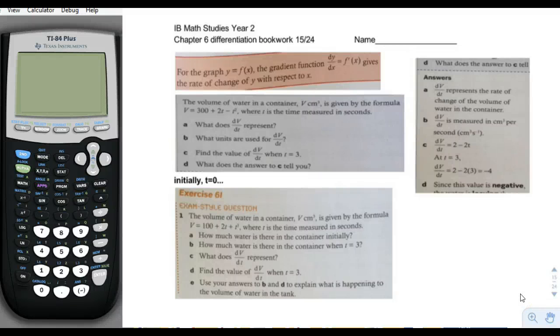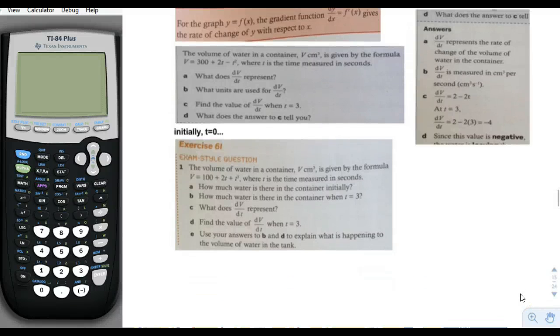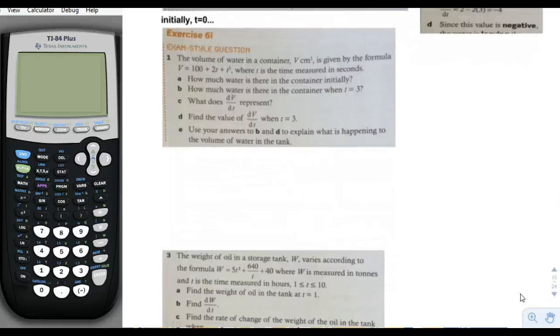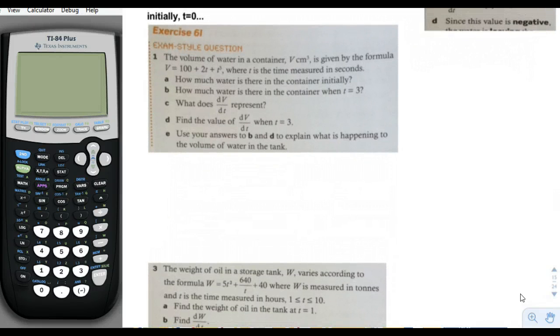Hey, page 15 and 16 of differentiation. Here we're working on some word problems, and it's very likely that one of the problems that appears on the test is going to be like this.